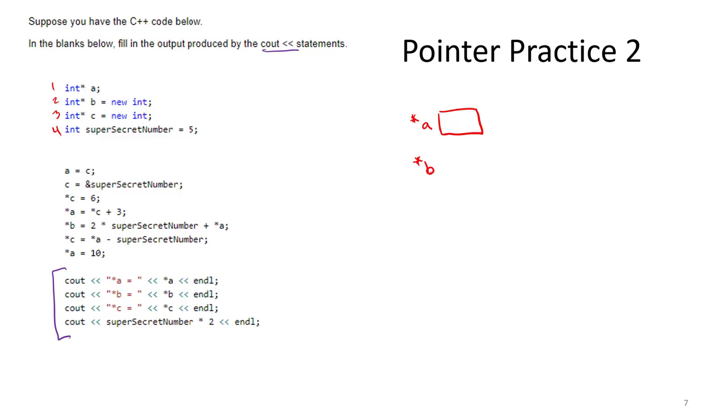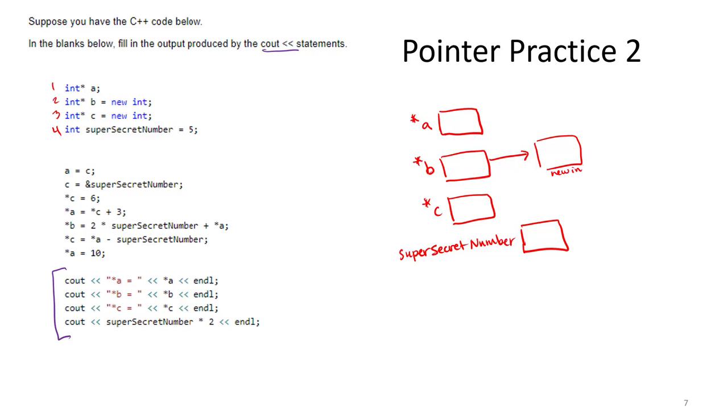Next, I have a pointer b. I have a pointer c. And a pointer, not a pointer. Then I have an int variable called super secret number. And notice we have initialized b, c, and super secret number. B is pointing at a new int. So that's just a dynamic int variable. C is also pointing at a new int. And super secret number is initialized to hold the value 5.